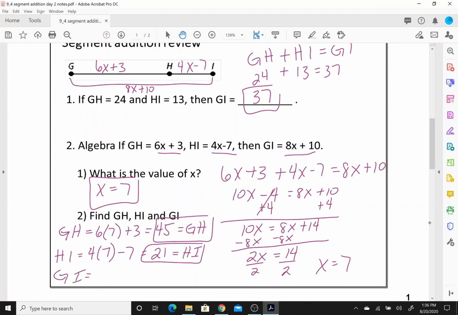And then now GI, this is 8x plus 10, so 8 times 7 plus 10. So 8 times 7 is 56, plus 10 should give you 66. And that's GI. And to check your work, if you take GH and HI and add them together, you should get what you have for GI. So take 45 and add 21 to it. Do you get 66? Yes, you should. All right, so that's that example.